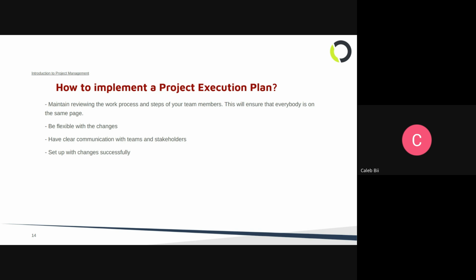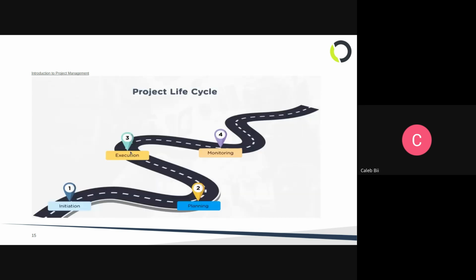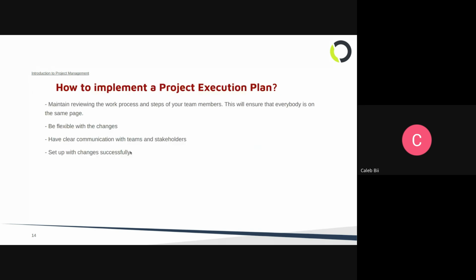Then have clear communication with teams and stakeholders. So have clear communication with both. Set up to deal with changes successfully. So this is the last point. So that is how we implement the project execution phase.